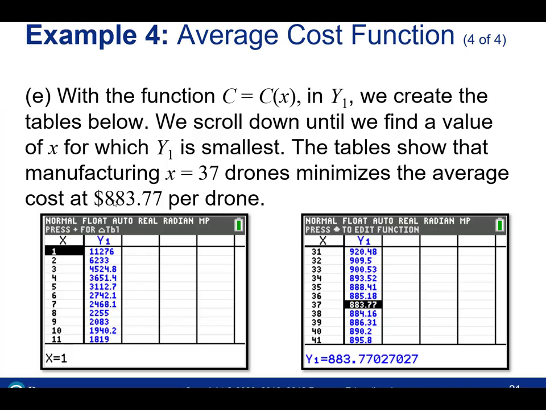Okay, and so for the last part, if you use a table, well, on the graph, we just went ahead and clicked on the lowest point. But if we had a table of values, we would see that 37 drones would minimize our cost to about $883.77 per drone. Okay, so that is all about our graphs and of our functions. Thanks for watching.